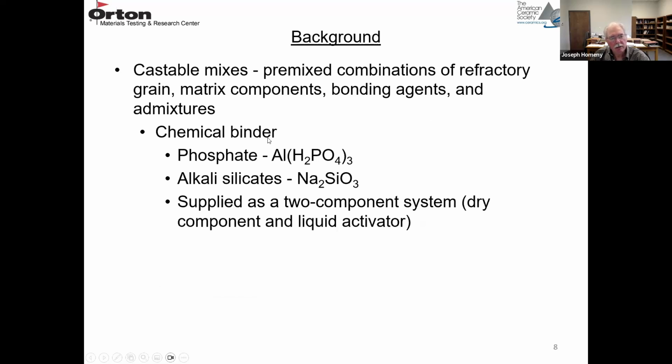You can also have a chemical binder in these castable mixes. Phosphate is a possibility, alkali silicates, Al(H2PO4)3 taken as phosphoric acid, and then your alkali silicate. This is a sodium silicate, Na2SiO3. These are usually 2-component systems with a dry component that's mixed into the castable, and then there's a liquid activator.